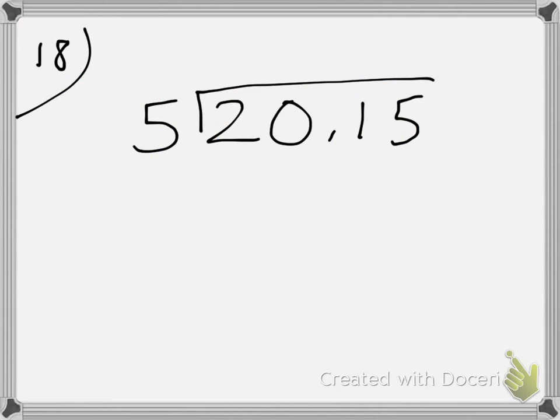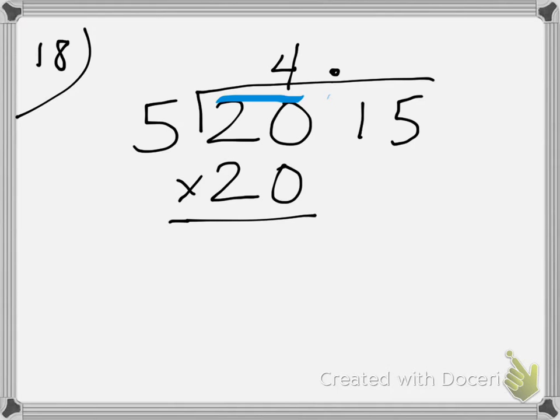On 18, we're simply going to take our decimal point here and put it up into the answer. And once we do that, now we're just going to ignore the decimal point and divide just as if this is 2015 divided by 5. So 5, first of all, goes into 20 4 times. 5 times 4 is 20. And then we're going to go through and subtract and get 0.